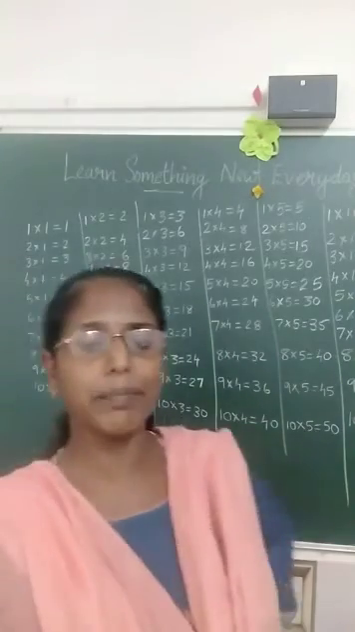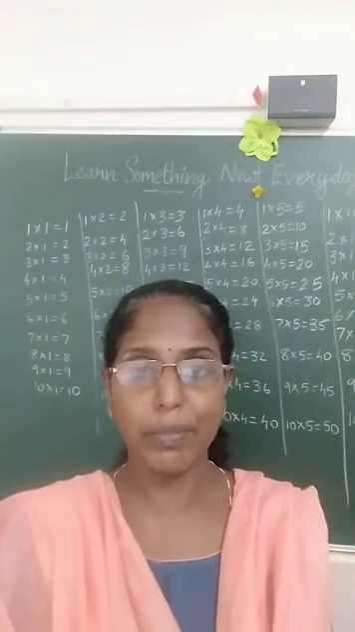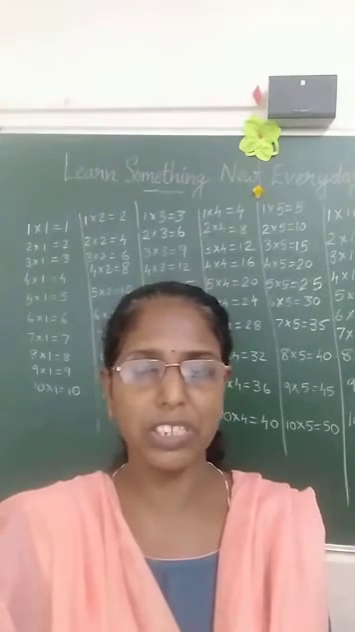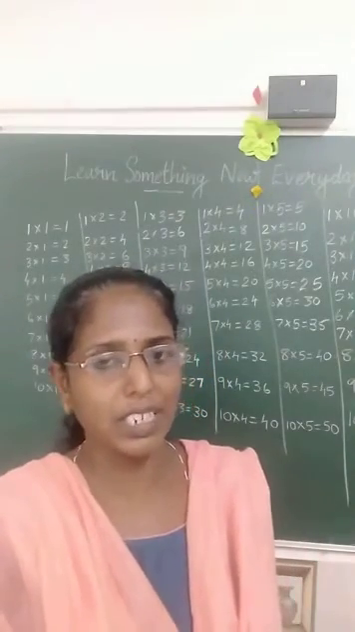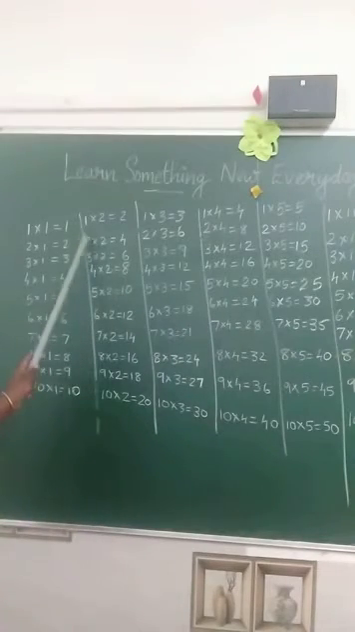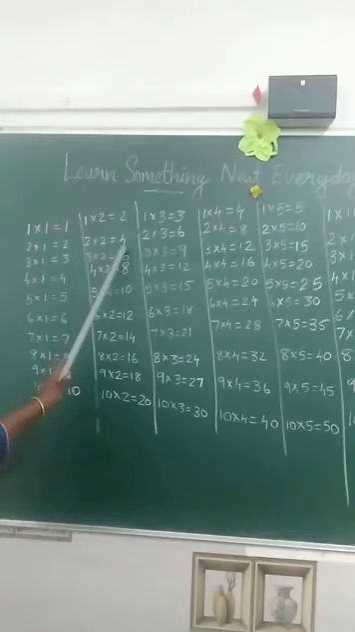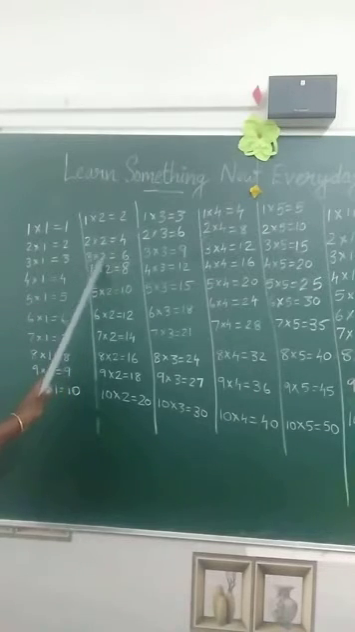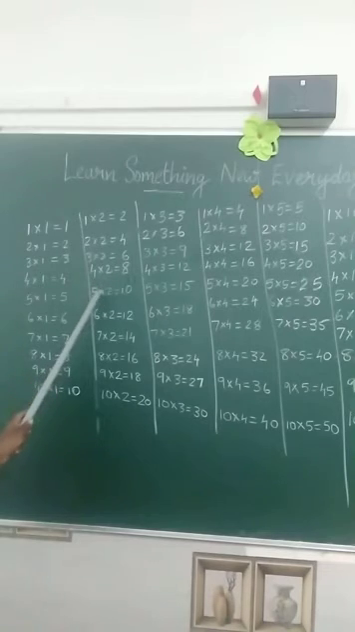Next, let us learn multiplication of 2 and look at the board. I have written the multiplication table of 2 also on the board. Let us go through the multiplication table of 2. Okay? See, 1 two is 2. 2 2s are 4. 3 times 2, that is 2 plus 2 plus 2, is 6. 3 2s are 6. 4 2s are 8.